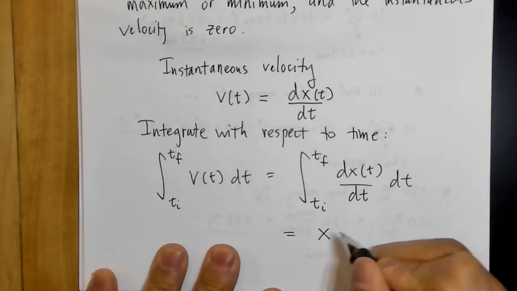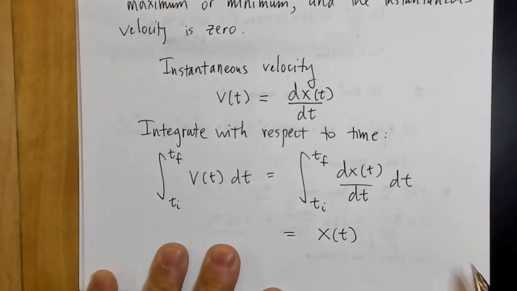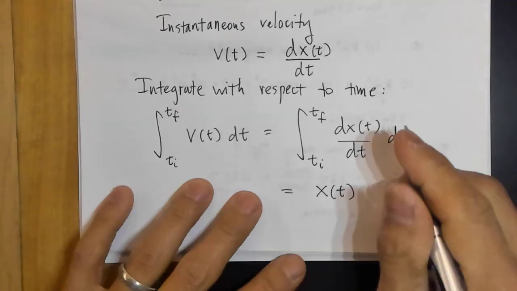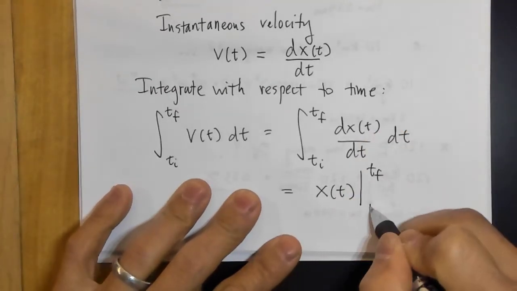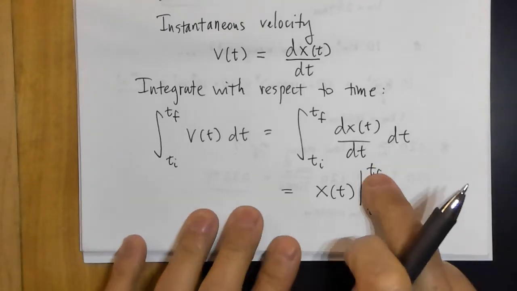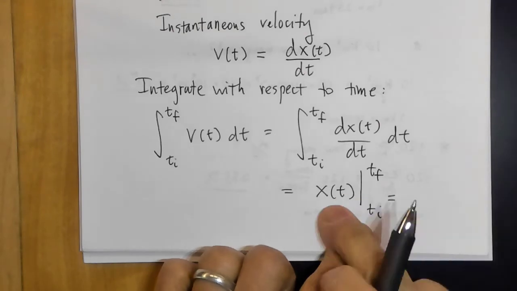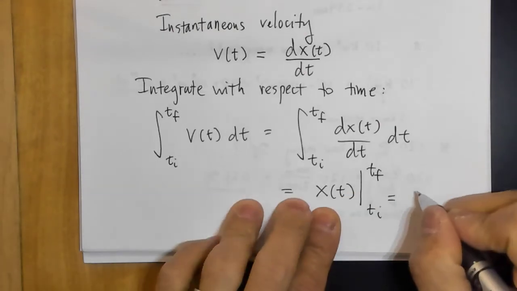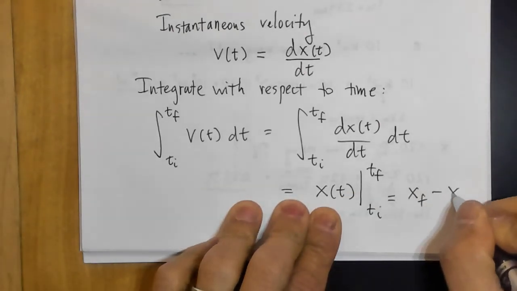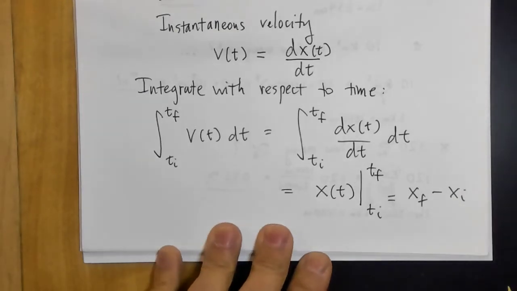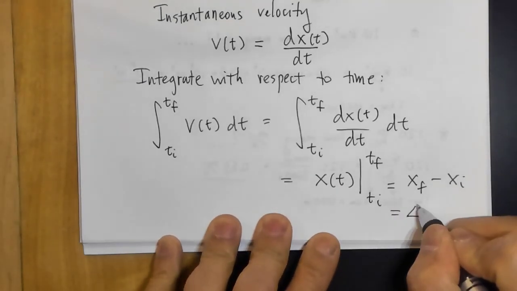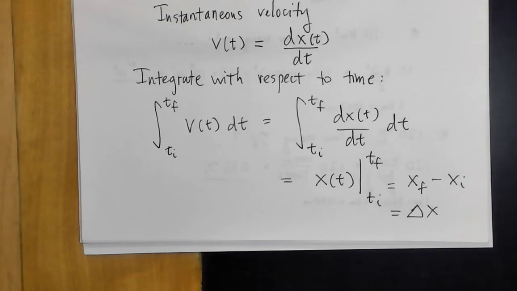So you get x of t, and it has to be evaluated at the endpoints. You just stick in the value on the top minus the value on the bottom. We'll call this x final minus x initial, and so that's just going to be delta x. Does that make sense to everybody?